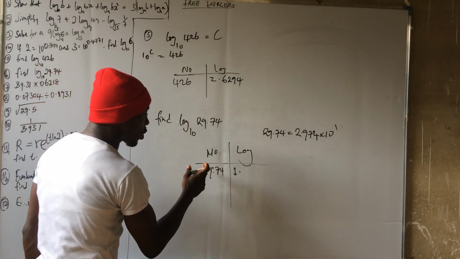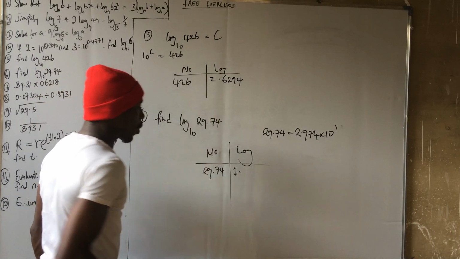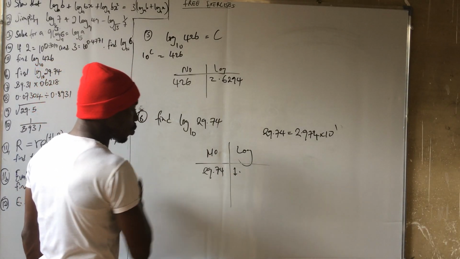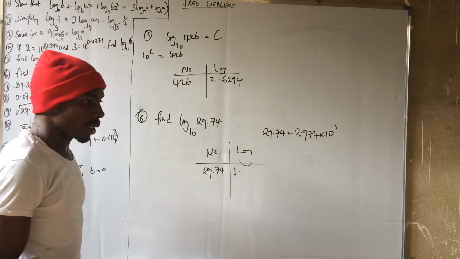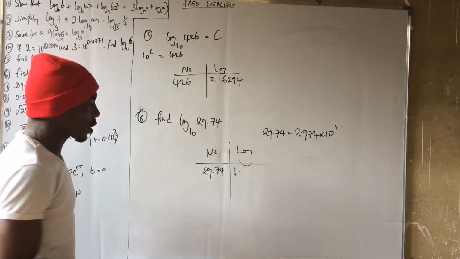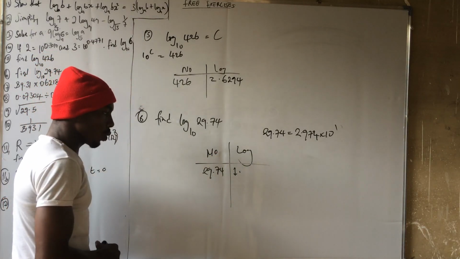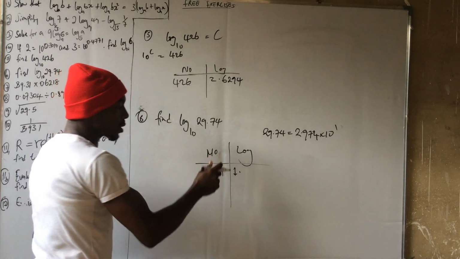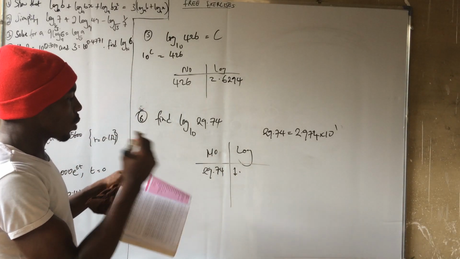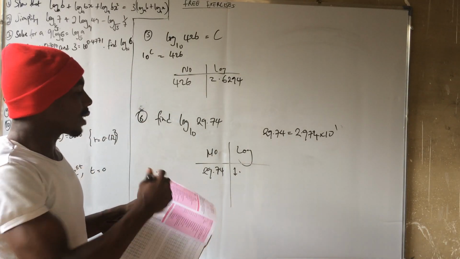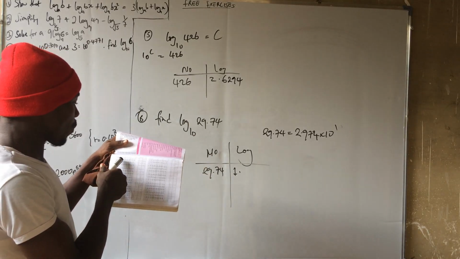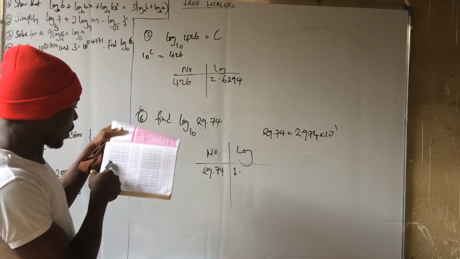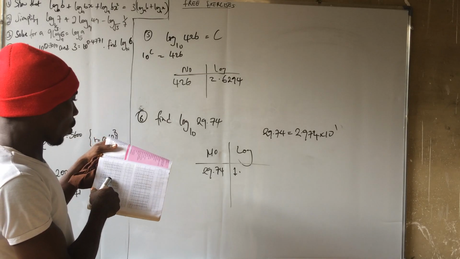Now here there are four digits: 1, 2, 3, 4. So we look for the logarithm of the first two, not minding the decimal point, under the third one, and the difference for the fourth one. So the logarithm of 29 under 7, difference 4, is what we're going to do now.